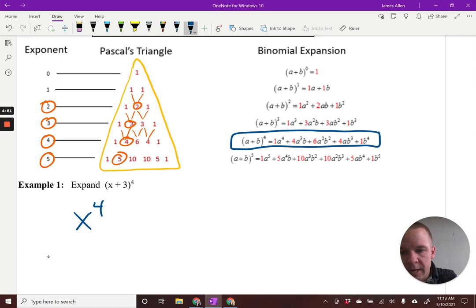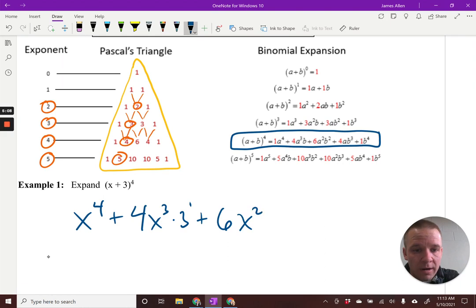Cool, first term done. My second term is going to have a coefficient of 4, and then the x will be to the third power times 3 to the first. We're going to have to do some simplifications here in a sec. Then, coefficient of 6, I'll have the x squared, and then my second one will also be squared, so it'll be 3 squared.